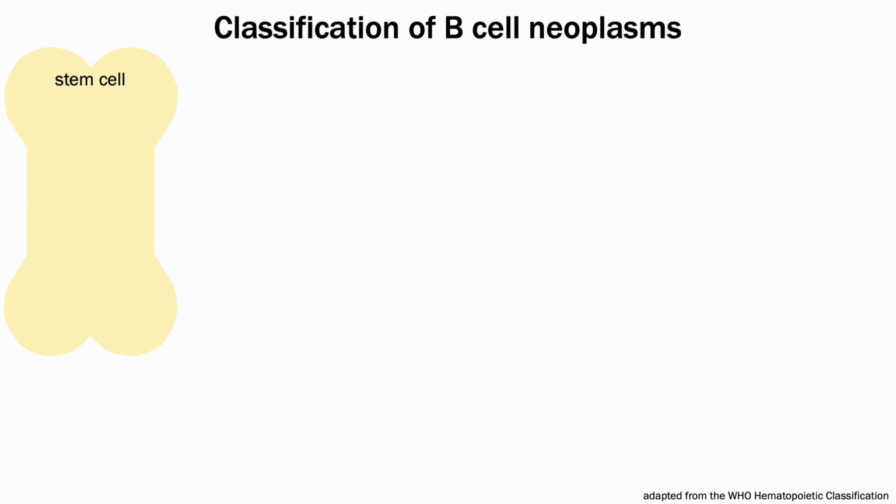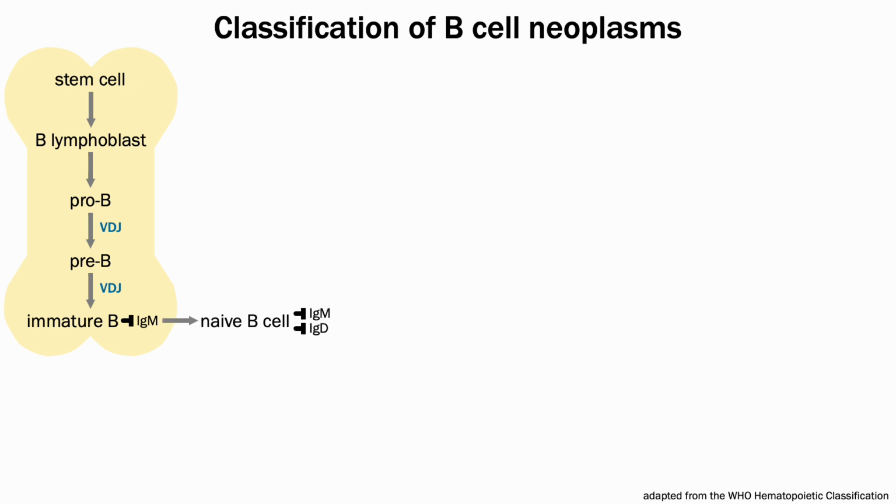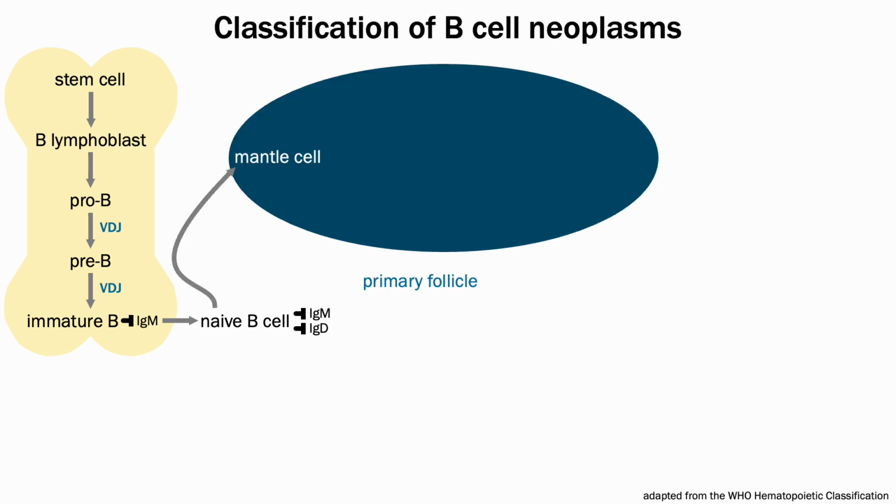The traditional way to organize B-cell neoplasms is by their presumed cell of origin, starting with the hematopoietic stem cell, which differentiates into a B lymphoblast, which undergoes VDJ recombination to become this naive B cell. Naive meaning that it hasn't seen antigen yet. This cell expresses IgM and, by alternative splicing, IgD, and this cell can circulate in the peripheral blood, or it can deposit in the mantle zone of a primary follicle, becoming a mantle cell.